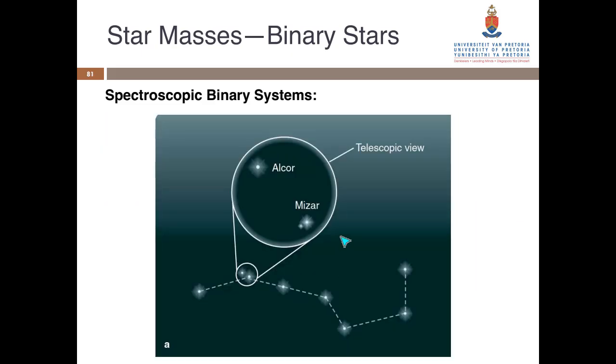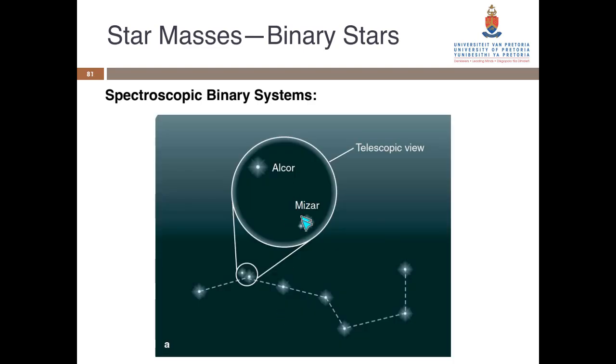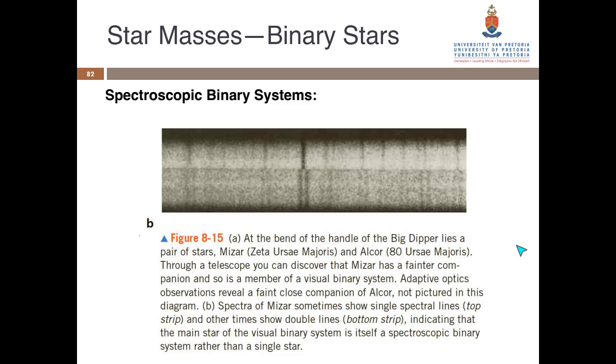So here, for example, is an example of a telescopic binary star system. In image A, at a bend of the handle of the Big Dipper, lies a pair of stars, Mizar and Alcor. So here we can see them, Mizar and Alcor. Through a telescope, you can discover that Mizar has a fainter companion and is so a member of a visual binary system. Adaptive optics observations reveal a faint close companion of Alcor, not pictured in this diagram.